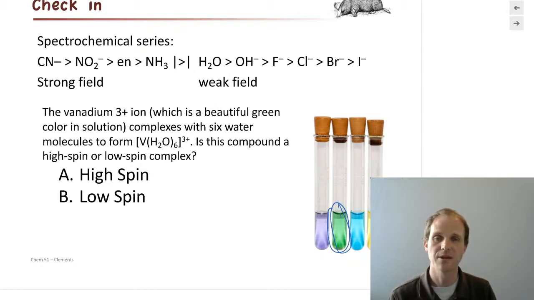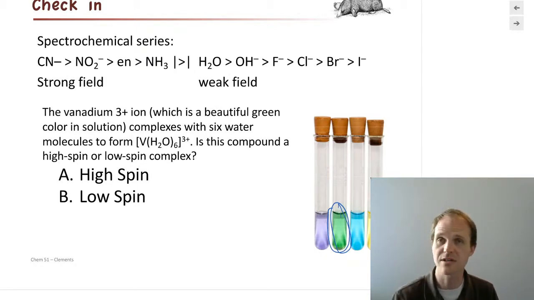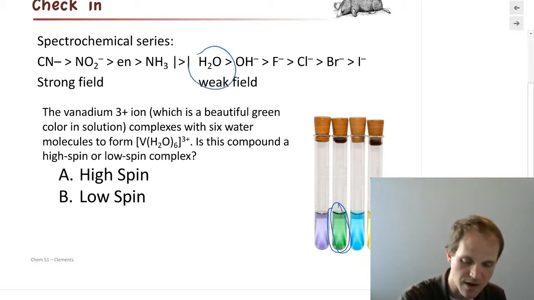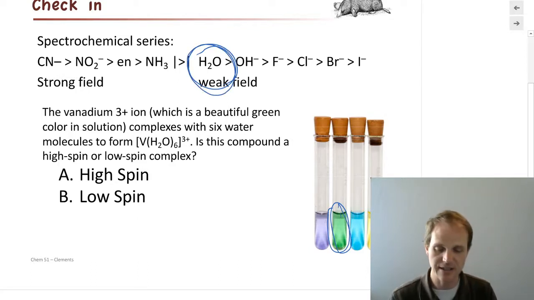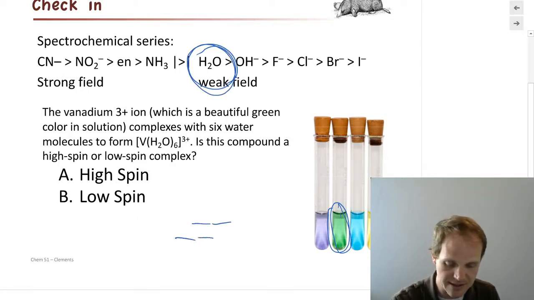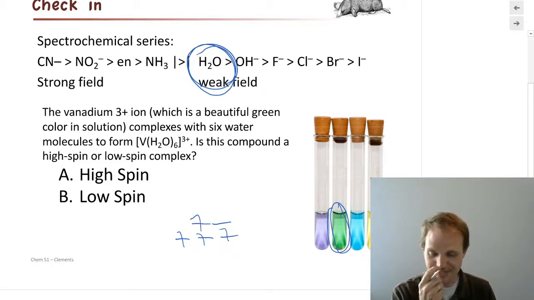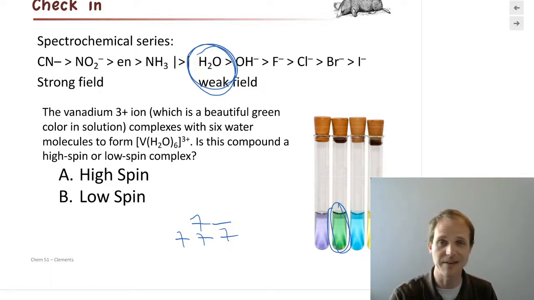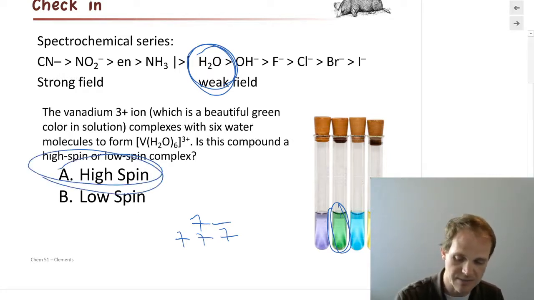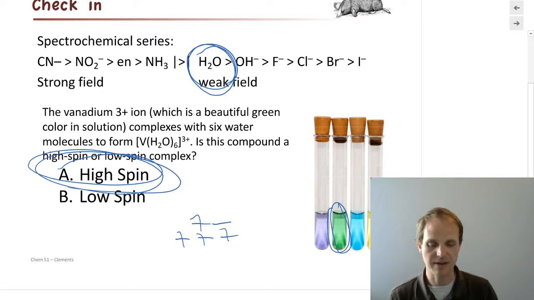What'd you come up with? Well, hopefully you ran up to your spectrochemical series and said, hey, water is a weak field ligand. A weak field ligand means my delta is tiny, and I'm going to preferentially start to fill electrons up here before I pair them. And that means if I've got a bunch of electrons, I'm going to have lots of unpaired electrons. But remember, it doesn't matter how many you have. The language is that these weak field complexes are going to produce high spin, right, unpaired electrons.